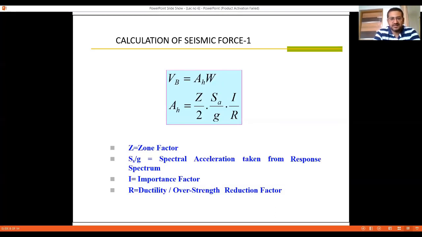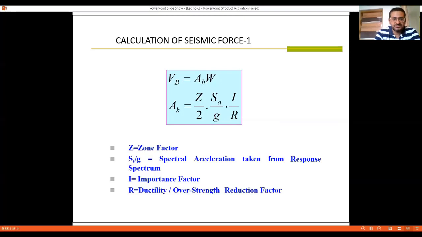SA by G is the spectral acceleration taken from the response spectrum value, which depends on the time period. For soft, medium, and hard soil, different SA by G values are given in the code for different conditions. I is the importance factor, which considers the importance of the structure.